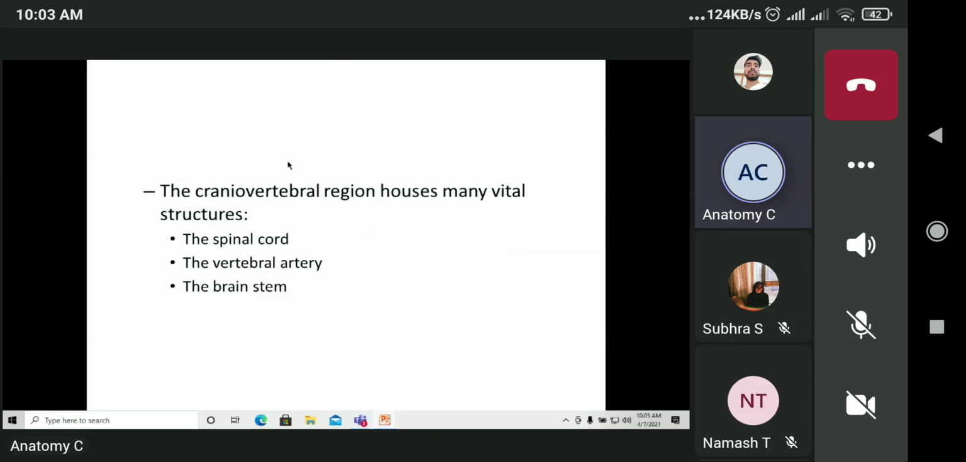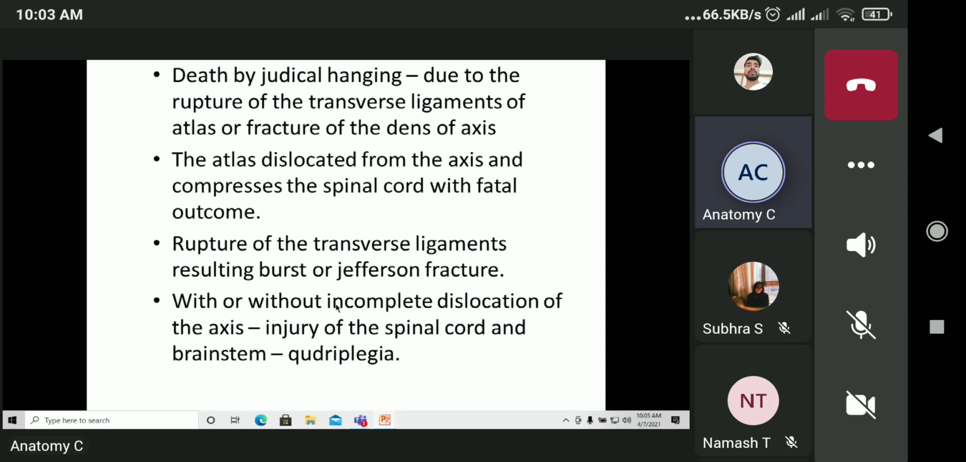This craniovertebral region is the house for vital structures such as the spinal cord, vertebral artery, and the brainstem. The atlas is located over here. Take the example of judicial hanging: due to rupture of the transverse ligament of the atlas and fracture of the dens, what will happen? The atlas dislocates from the axis and compresses the spinal cord with fatal outcome.